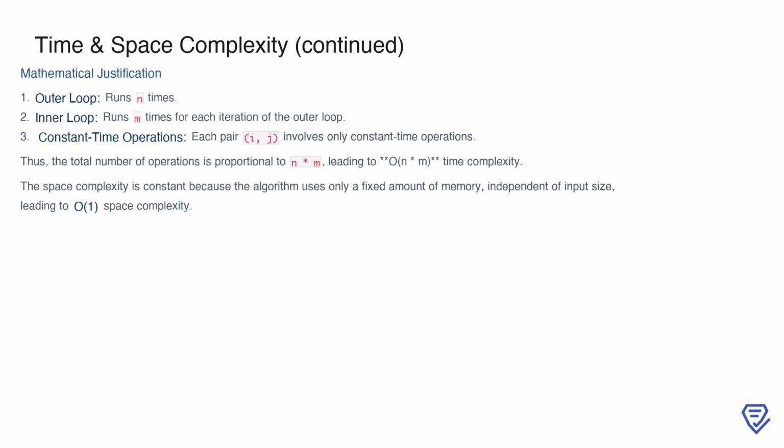To mathematically justify the time complexity, we observe that the outer loop runs n times, and for each iteration of the outer loop, the inner loop executes m times. Within these loops, only constant time operations are performed, such as checking the condition i not equal to j and updating the minimum cost. As a result, the total number of operations is directly proportional to n*m, leading to a time complexity of O(n*m). On the other hand, the space complexity remains constant because the algorithm uses only a fixed amount of memory, irrespective of the input size. This fixed memory usage, consisting primarily of the min_cost variable, ensures an overall space complexity of O(1).